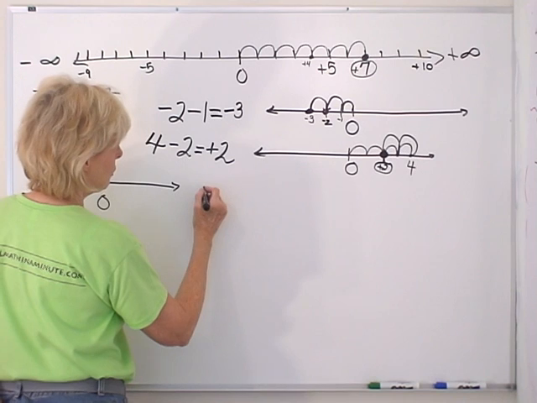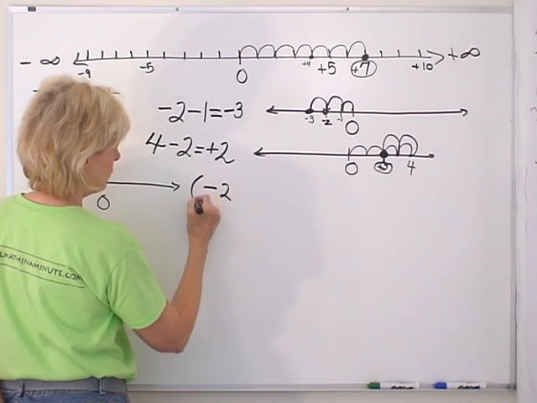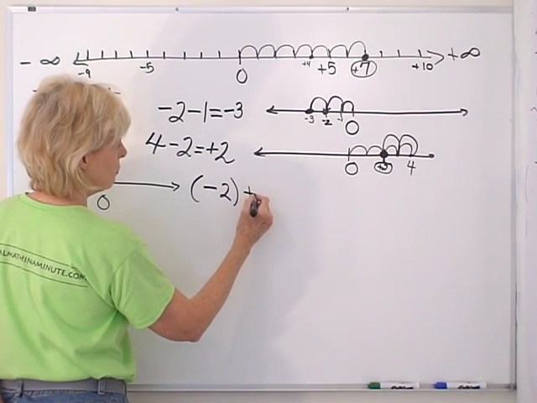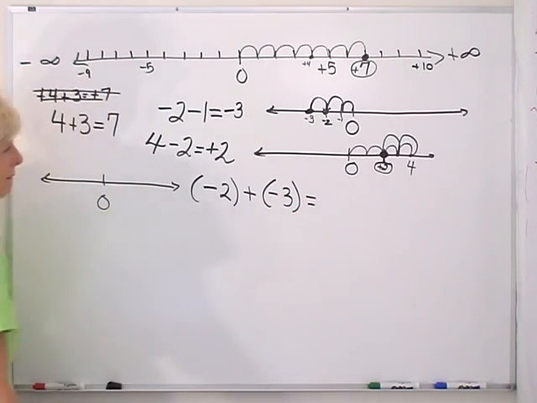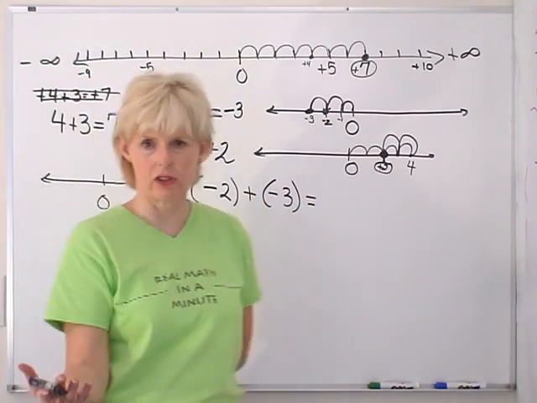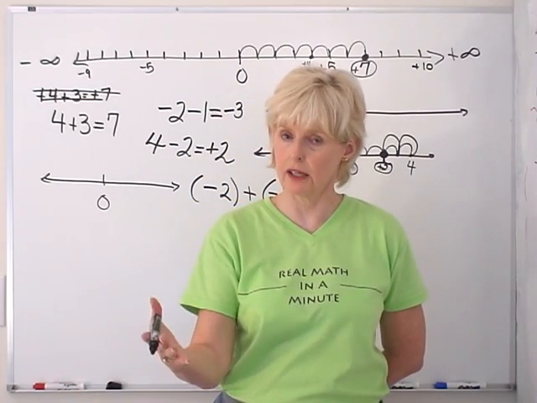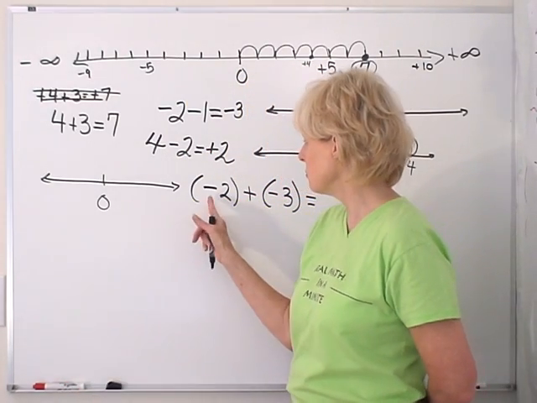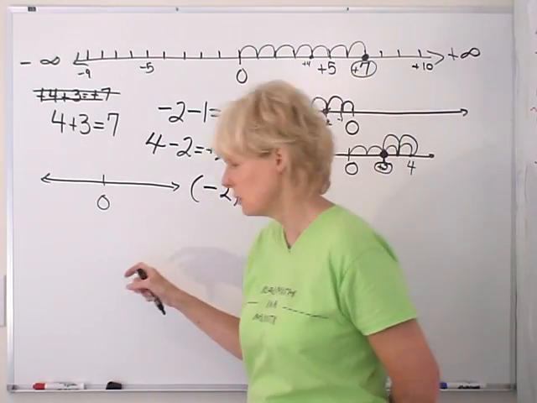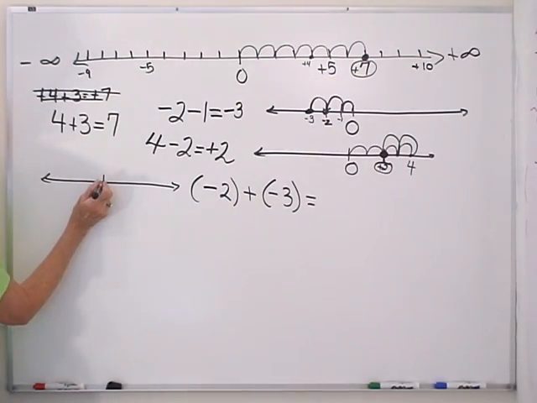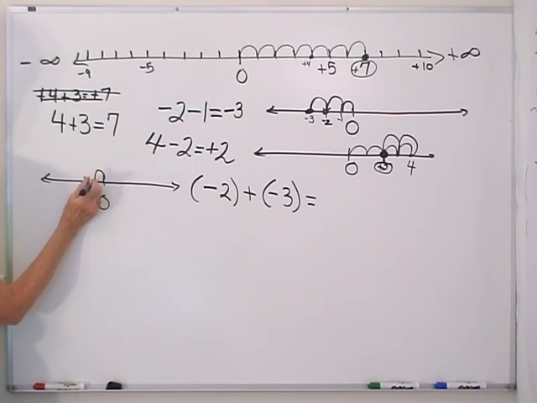This time, let's say we're going to have negative 2, and we're going to add to that a negative 3. Okay, now where do we start? 0. Okay, let's start at 0. And then let's hop over to negative 2 in the negative direction. So we start here and we go 1, 2. That's our movement. And now we're at negative 2.